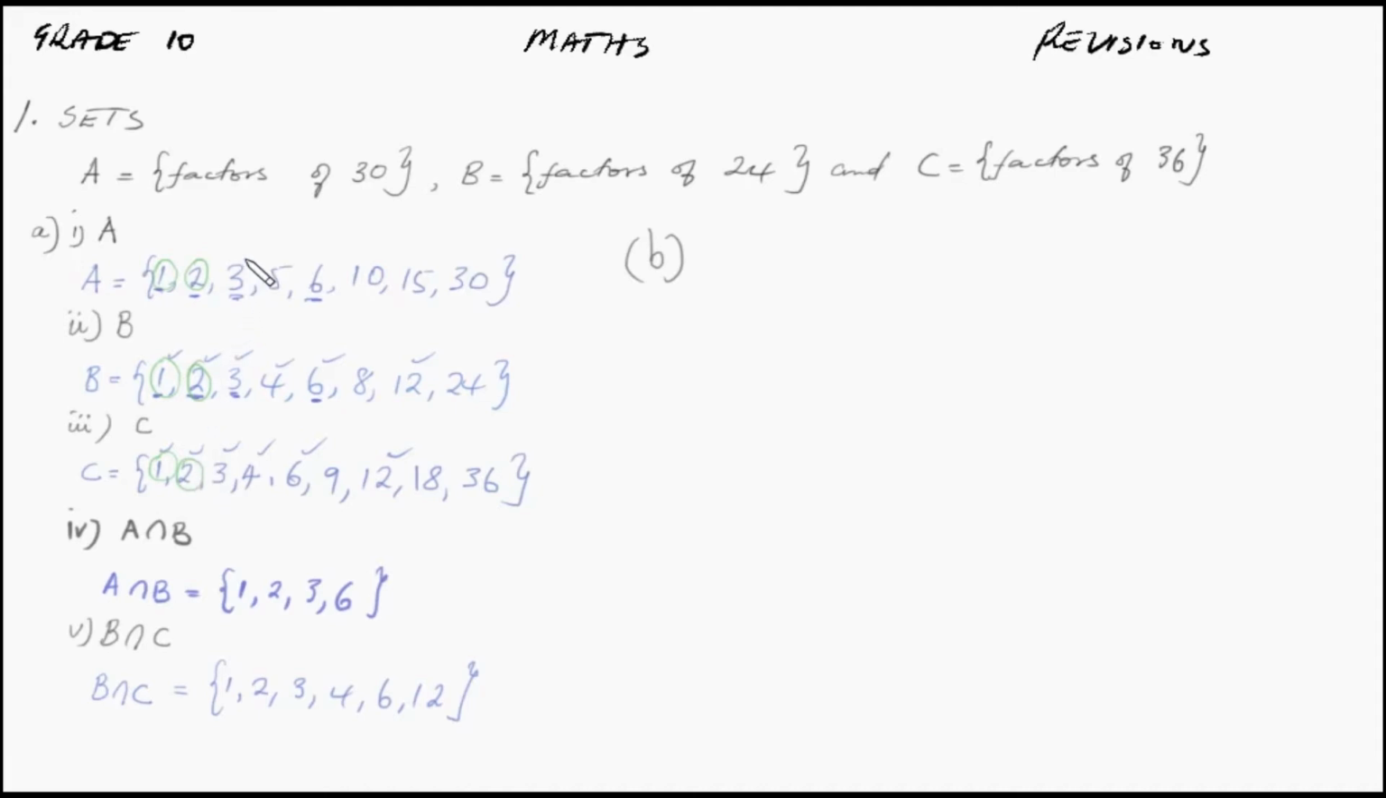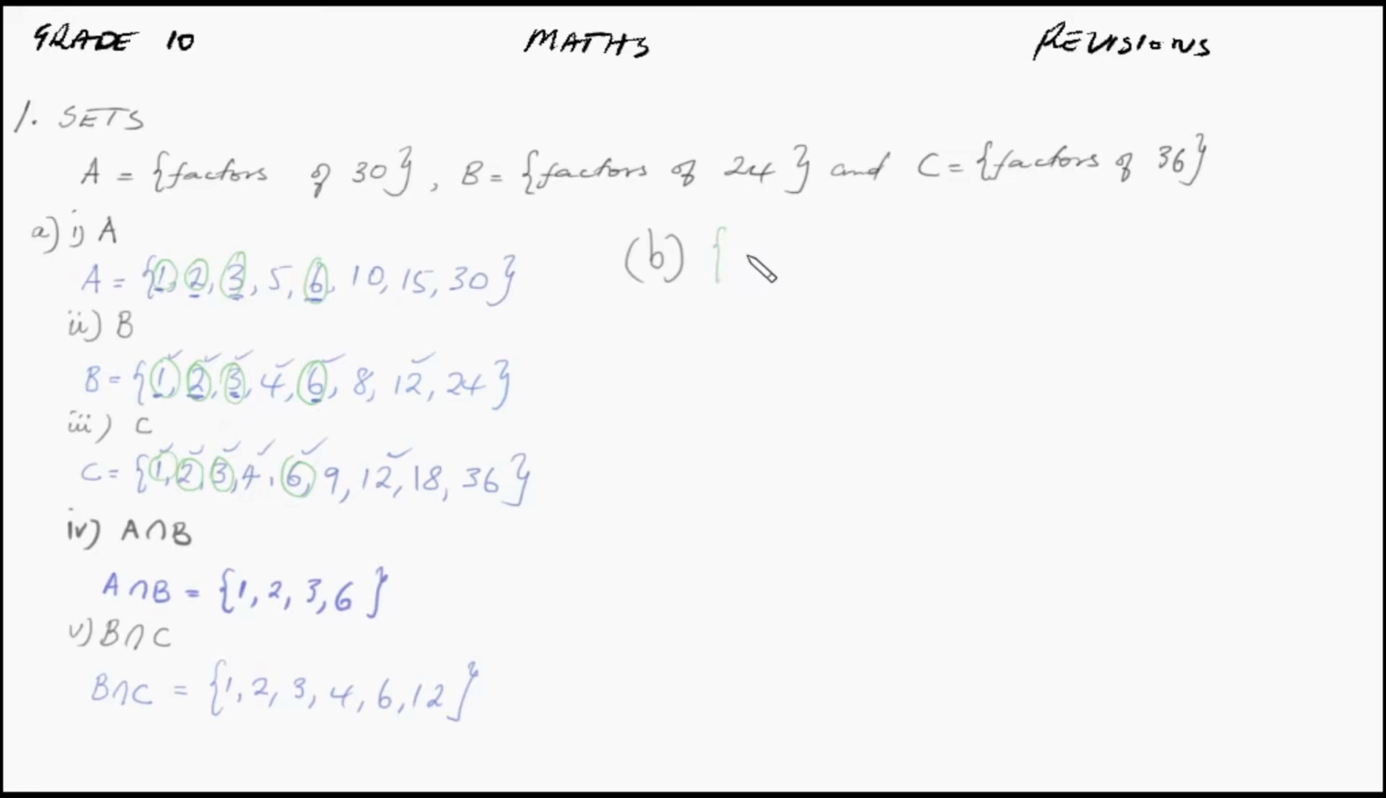Do we have 3? Yes, even 3. What about 4? No. What about 6? Yes, 6. Any other element? 10 no, 15 no, 30 no. So even 12 no. So these are the elements. Common factors.